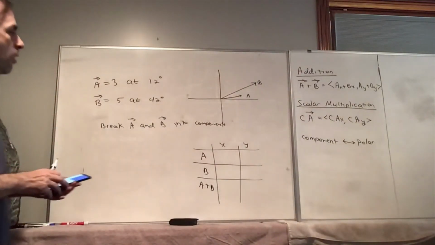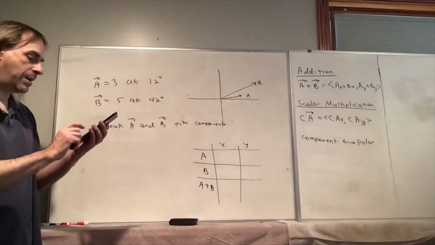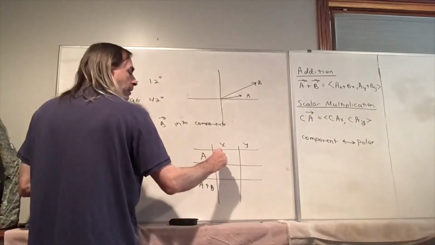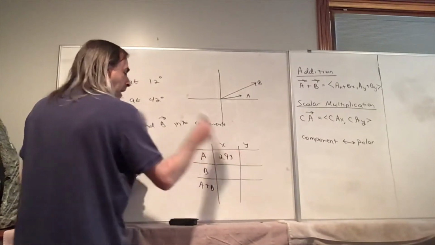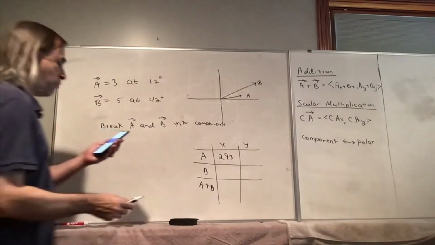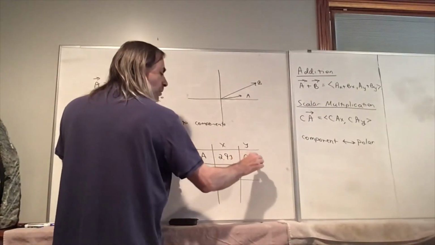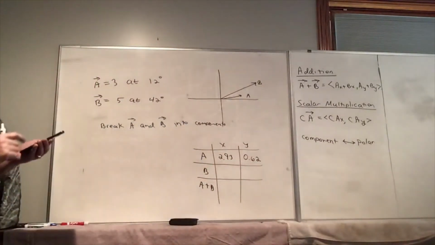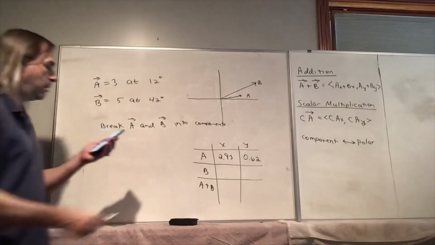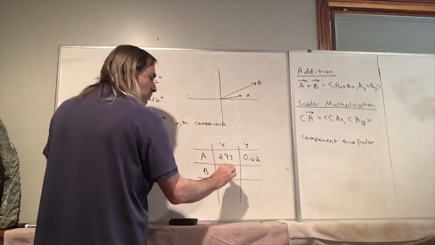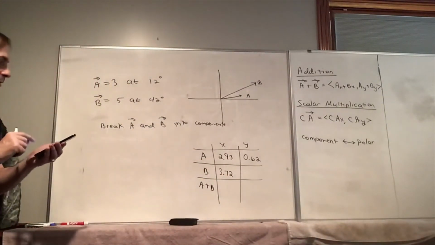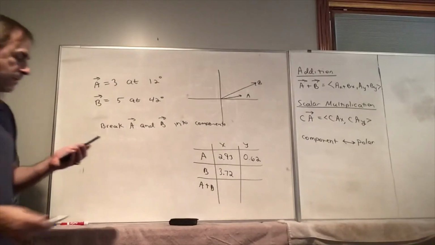So this is 3 at 12 degrees, so the X component would be 3 times cosine 12, which is around 2.93. And the Y component is 3 sine 12, which is 0.62. Now vector B, that's 5 times, the X component we multiply by cosine, that's 3.72. And then for the Y component we use sine, 3.35.